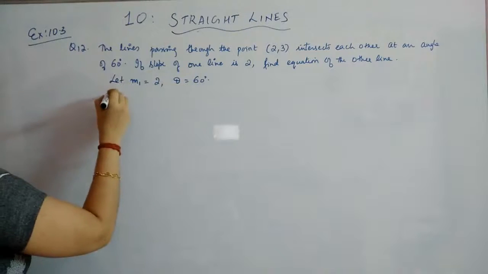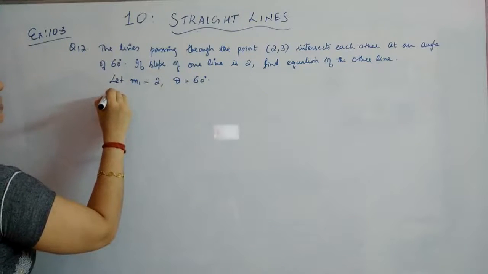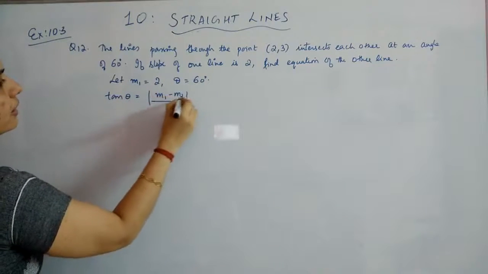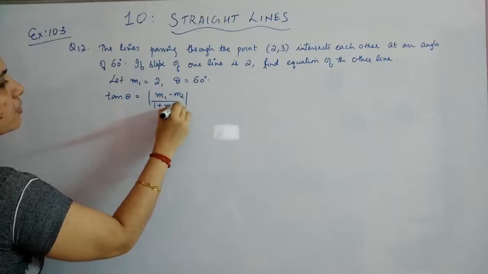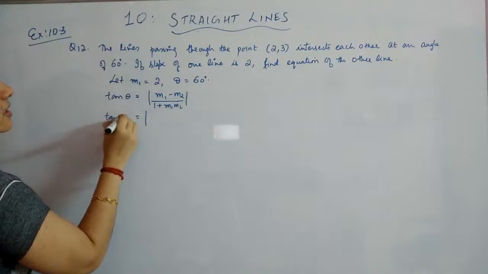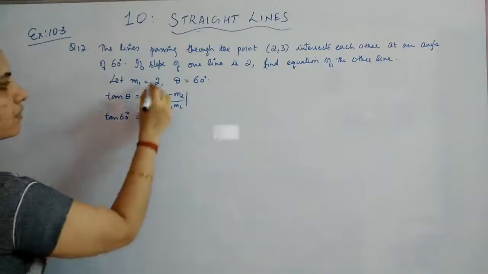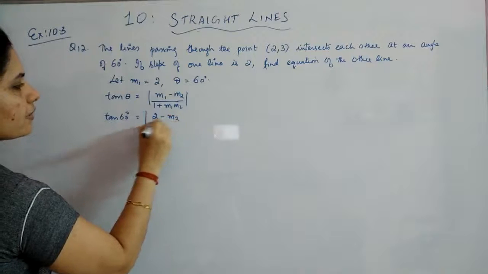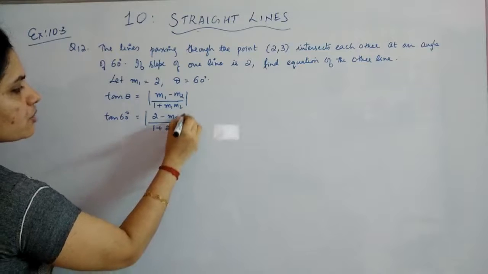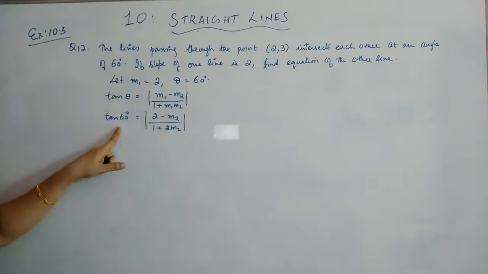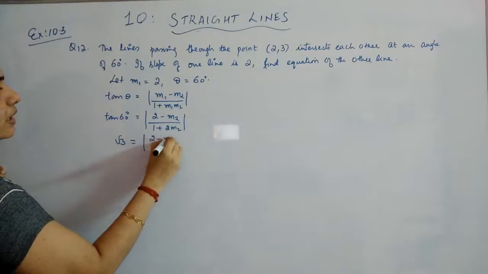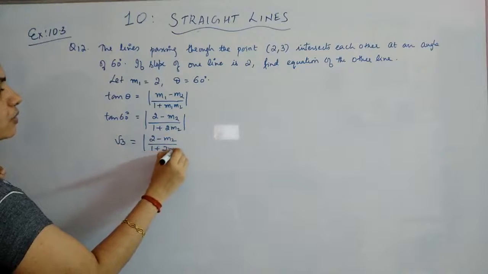Now we will start with tan theta and m2 be the second slope. Okay, so tan theta is equal to mod of m1 minus m2 by 1 plus m1 m2 is the formula. So here you are replacing theta with 60 degrees, so it will become tan 60 degree is equal to mod of 2 minus m2 by 1 plus 2 m2. Now what is tan 60? It is root 3. So you'll get root 3 is equal to mod of 2 minus m2 by 1 plus 2 m2.